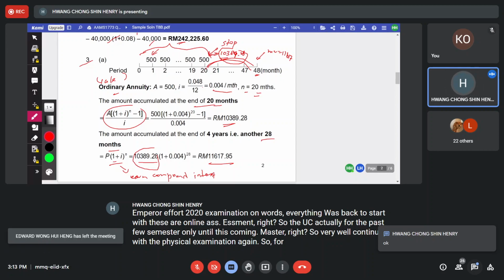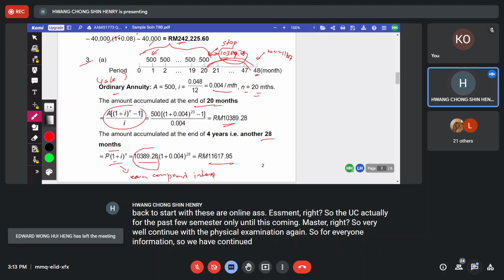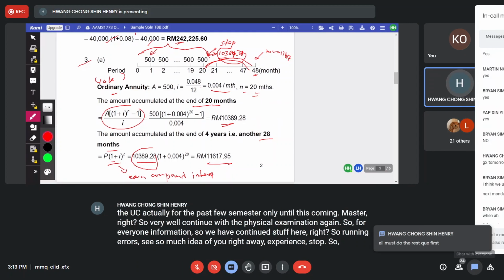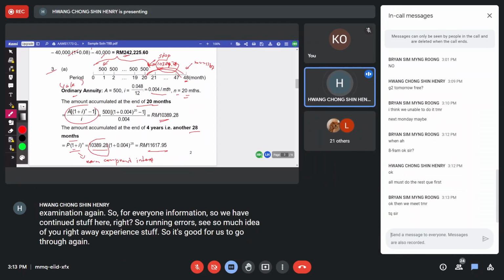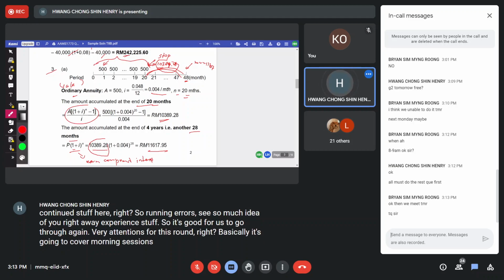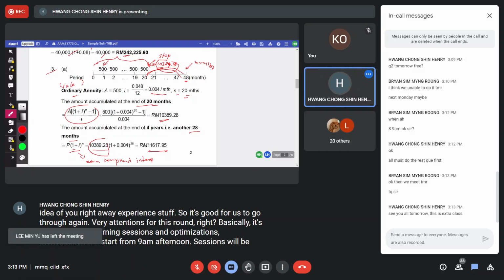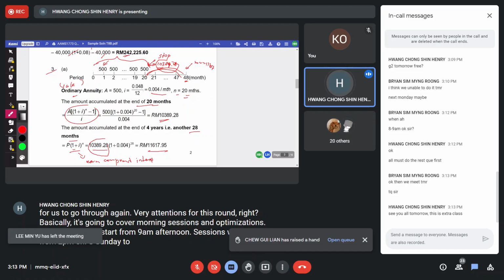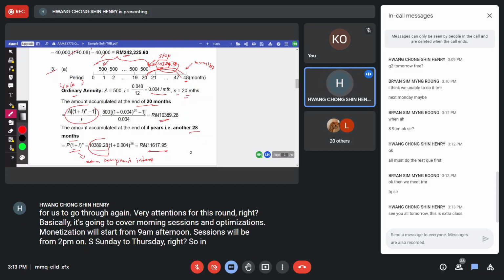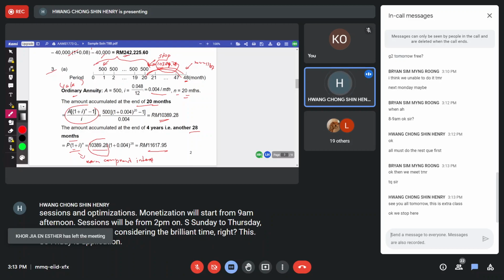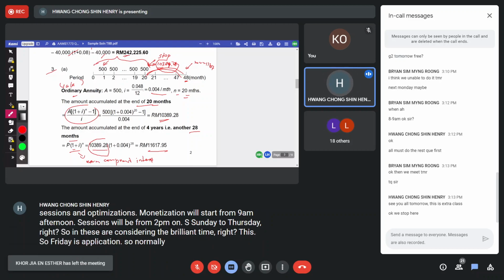For everyone's information, we have new staff here, joining us since March 2020. There are a few, together with the existing experienced staff. So it's good for us to go through again the exam session for this round. It's going to cover morning sessions and afternoon sessions. Morning session will start from 9 a.m. Afternoon sessions will be from 2 p.m. onwards, from Monday to Thursday. Considering the prayer time on Fridays, Friday examination will start at 2:30. Normally it will be a 2 hour or 3 hour examination.